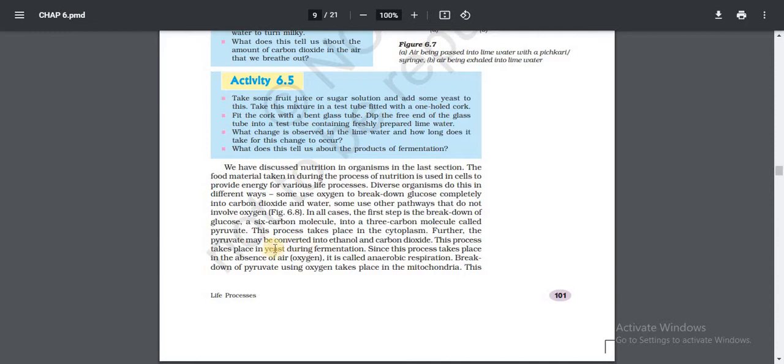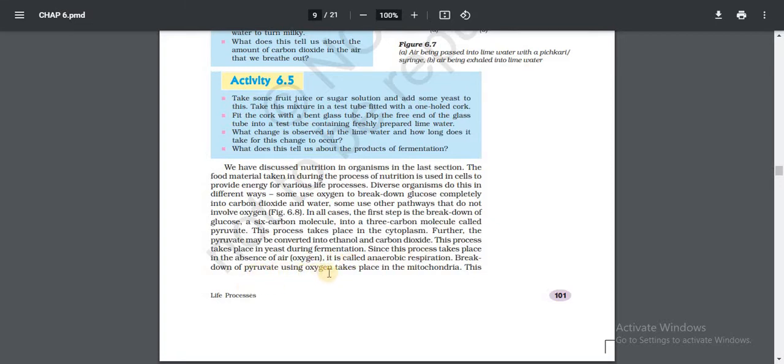Further, the pyruvate may be converted into ethanol and carbon dioxide. This process takes place in yeast during fermentation. Since this process takes place in the absence of air (oxygen), it is called anaerobic respiration.